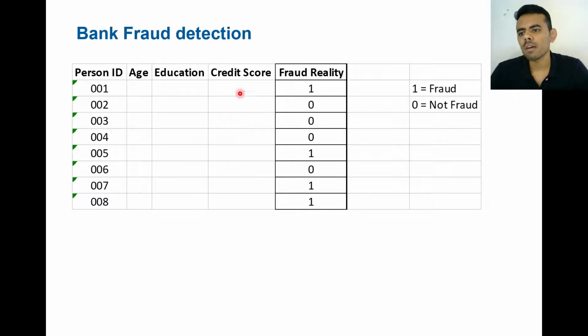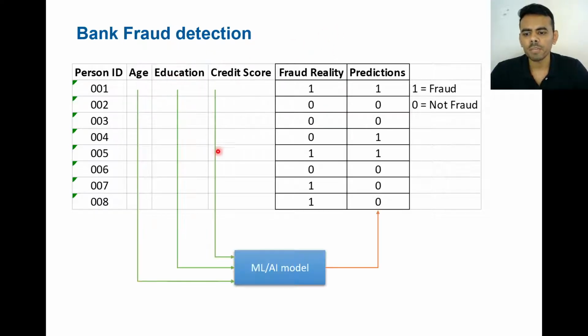Imagine you have all of your independent variables like age, education, credit score, and you have your target variable, that's your fraud. Here, one means the case is a fraud case, zero means it's not a fraud case. Conventionally, you'll use all of your independent variables to make a machine learning model that will make predictions. We'll not be going into the machine learning part of it. Rather, we are interested in evaluating the model performance.